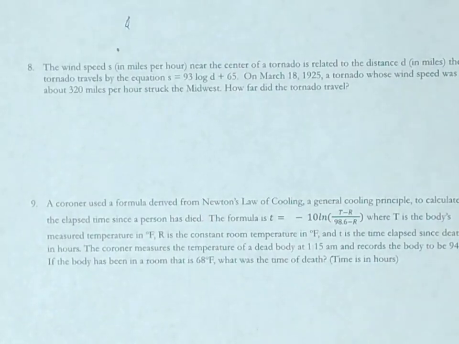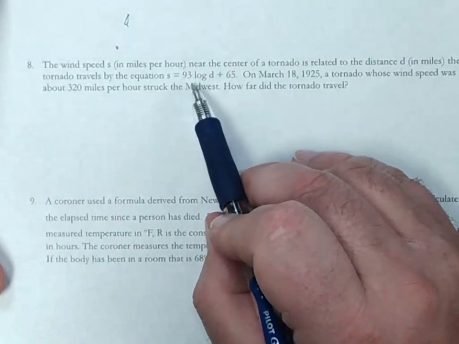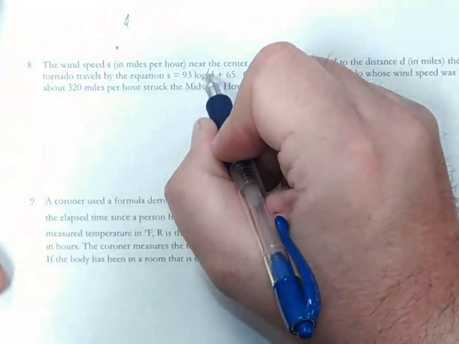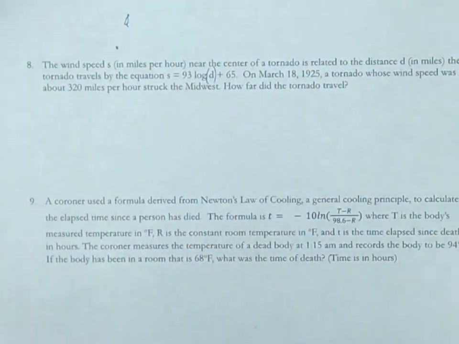So the wind speed S in miles per hour near the center of a tornado is related to the distance in miles the tornado travels by this equation here. S equals 93 times the log of D, there should be parentheses there, plus 65. On March 18th, 1925, a tornado whose wind speed was 320 miles per hour hit the Midwest. The question is, how far did the tornado travel?